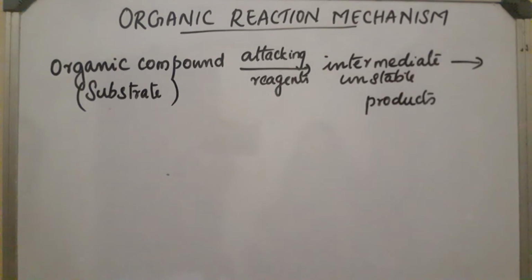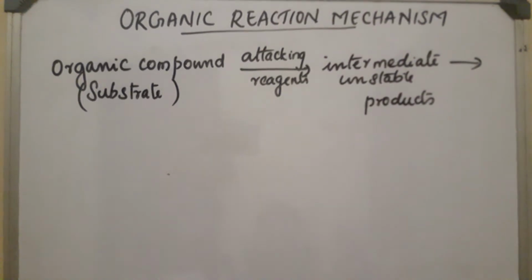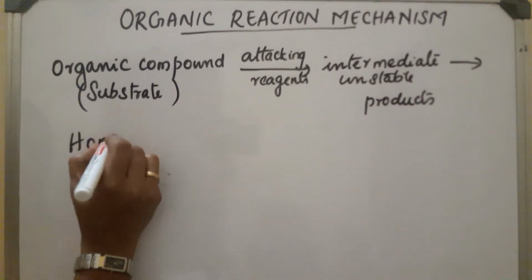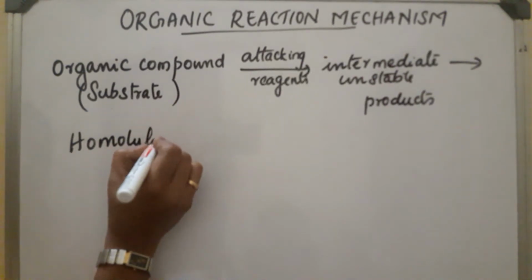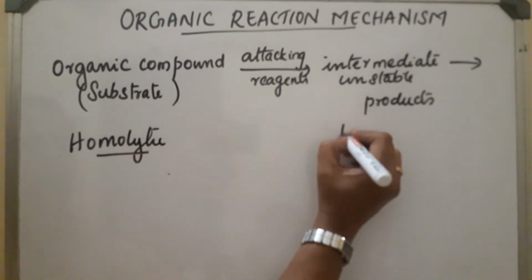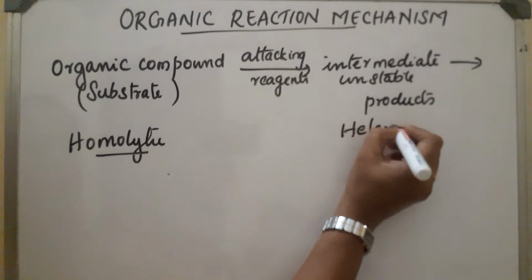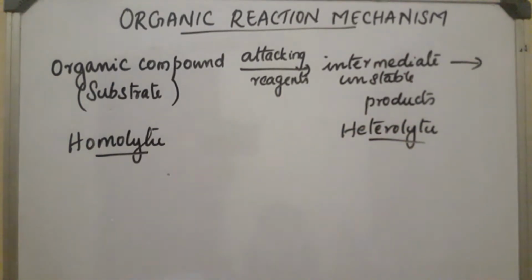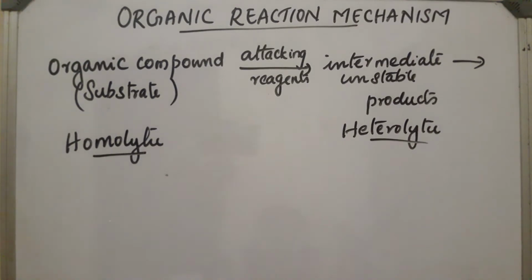When a substrate reacts with an attacking reagent, bond cleavage will take place, and this bond cleavage is of two types. The first one is homolytic cleavage, and the second one is heterolytic cleavage. Two types of cleavages take place. Let us see what homolytic cleavage is.